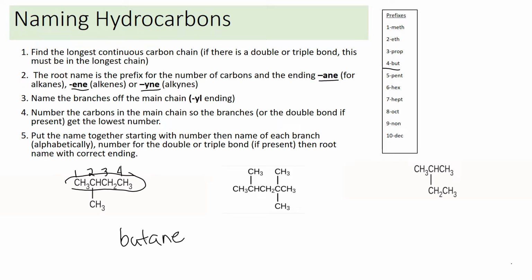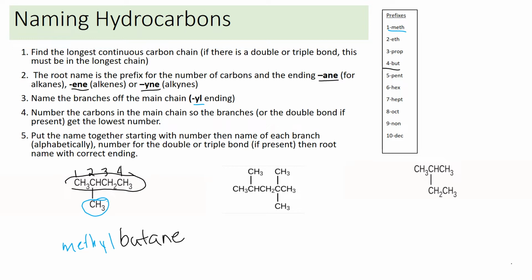The next step is to name the branches. So you can see that this piece right here is a branch. And we name it based on how many carbons. So the branch has 1 carbon, so its name is going to be meth-. And we'll end it in -yl because it's a branch. Branches get the -yl ending.